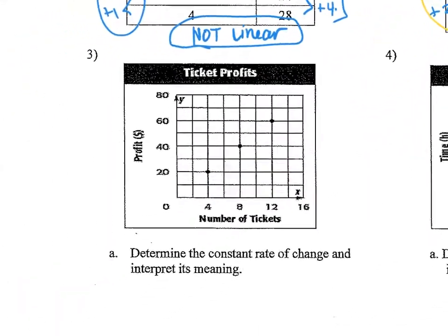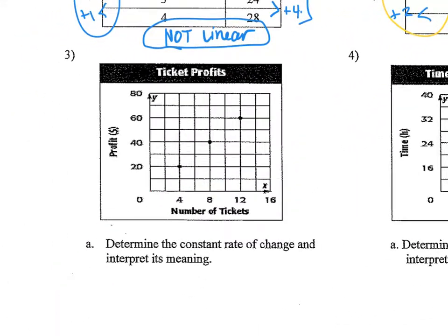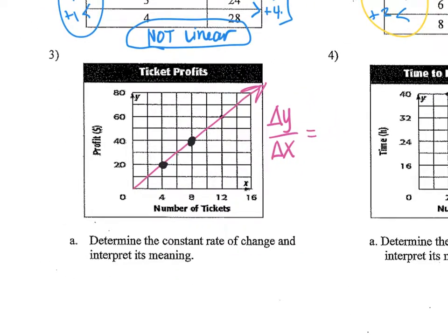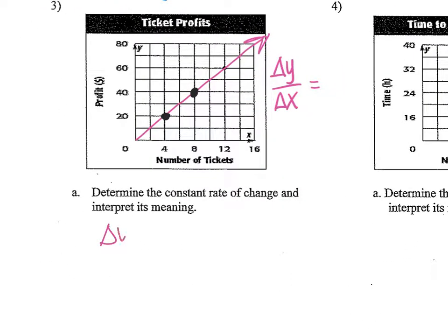So now we want to look at a graph. That was the table. In a graph, it is linear because I have all these points and I can draw a straight line through them. We're still looking for the change in y over the change in x. Nothing is changing. We just have a different visual representation of it. My change in y value is the vertical change, and change in x is our horizontal.